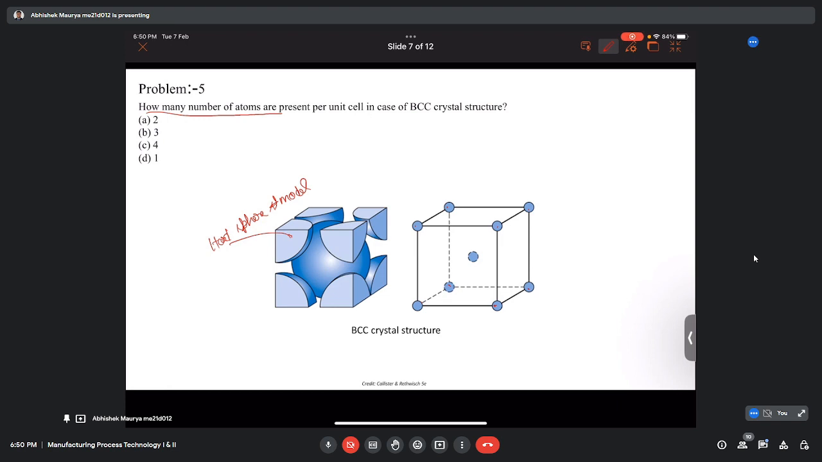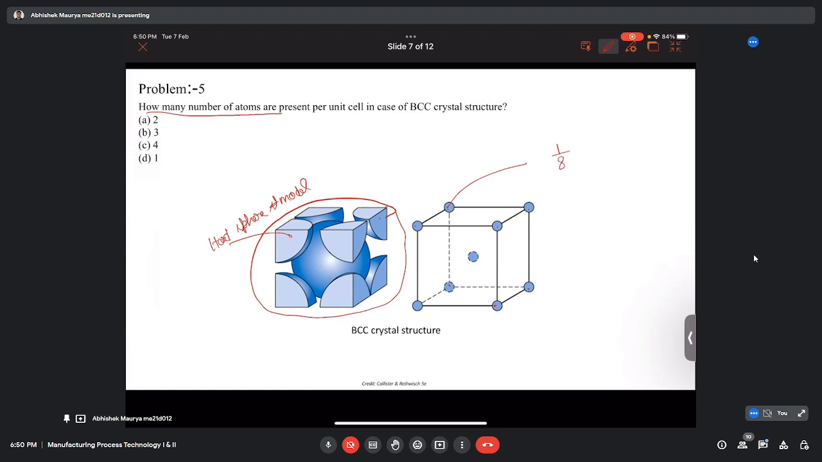But all of these atoms are not contributing for this unit cell. So only if you see this diagram, we can clearly see there is a central atom which is completely inside this cube. Apart from that, there are other eight spheres whose one by eighth part is coming inside this cube. So eight corner atoms are contributing one by eight.